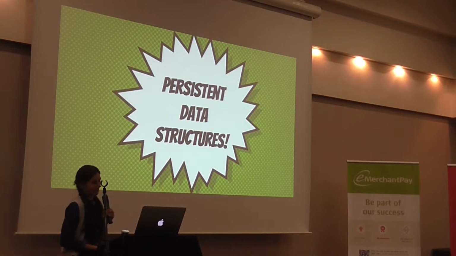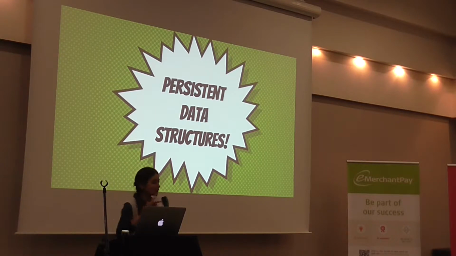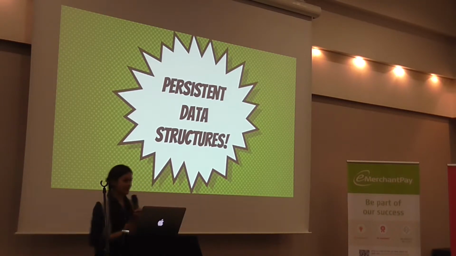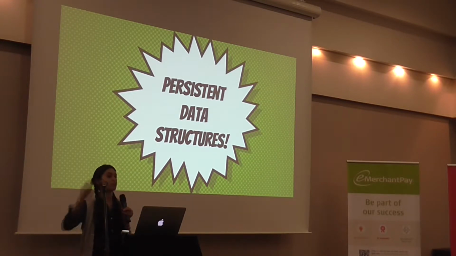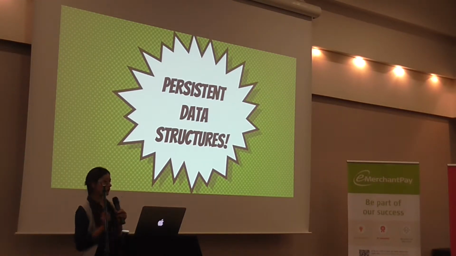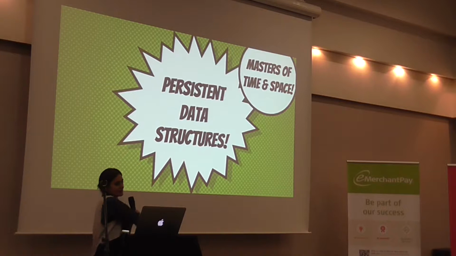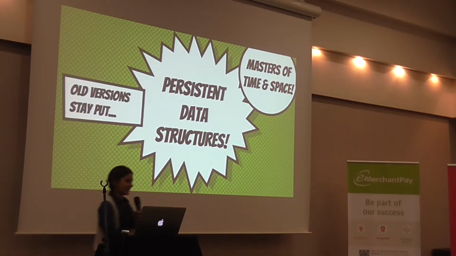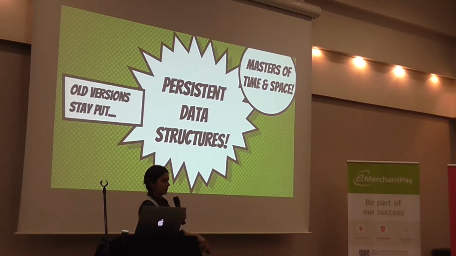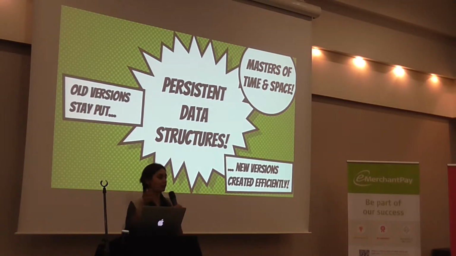Persistent data structures and immutable data structures are two terms that are often used loosey-goosey interchangeably in the industry. They are not the same thing. When we talk about immutable data, we talk about data that once created, never changes. When we talk about persistent data structures, we're talking about data structures that are special in a different way. They're kind of like masters of time and space, because the old versions stick around. They stay where they are, and then new versions are created efficiently.